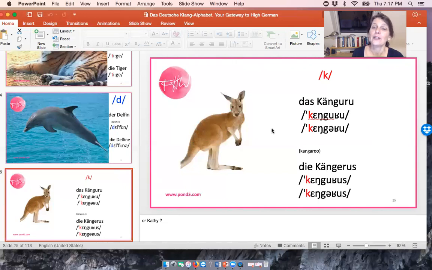You can say it either way. I use the second version here. Plural die Kängurus. Das Känguru, die Kängurus.